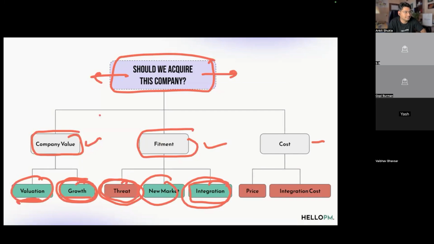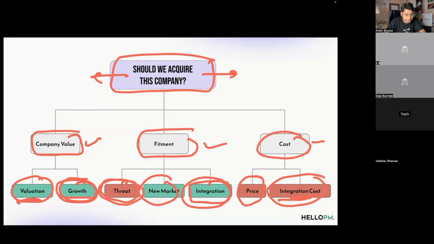After this, the cost has to be determined, which is what is the price for that company? If the company cannot pay the price for the company it is trying to acquire, then it cannot happen. You should have the budget. And the last part is integration cost, which is the major reason why many acquisitions fail.